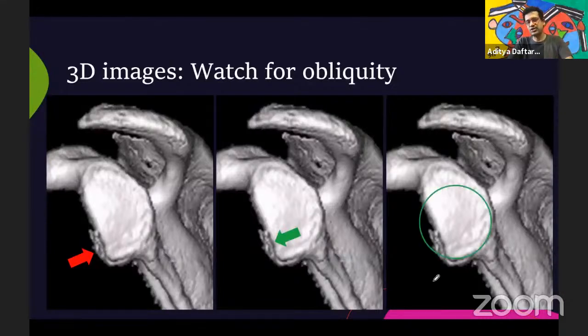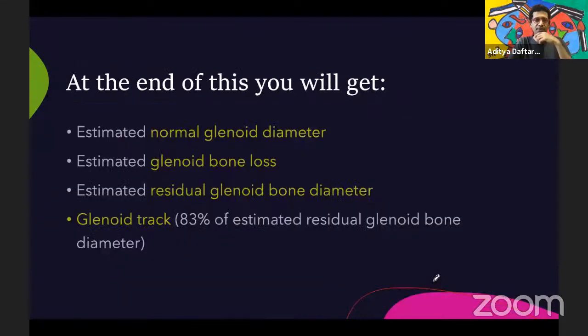And on the basis of this, you would know that the bone loss is actually in this area. So at the end of this process, you're trying to generate the estimated normal glenoid diameter, the estimated glenoid bone loss, the residual glenoid bone diameter, and the glenoid tract, which is 83% of the estimated residual glenoid diameter.